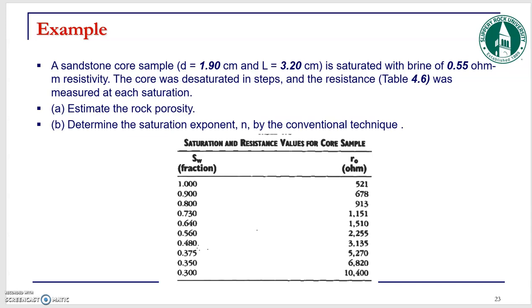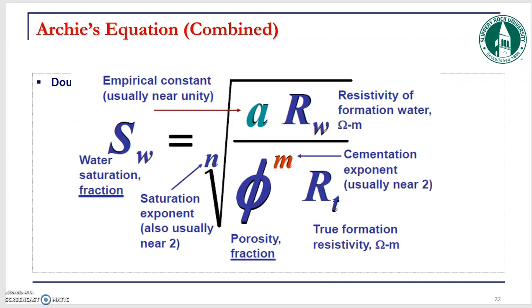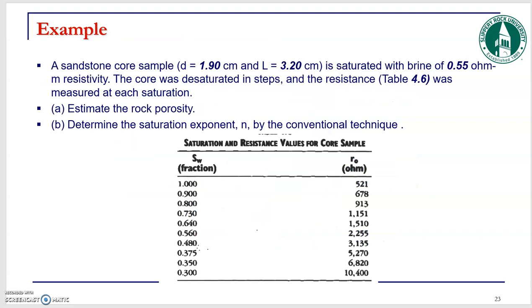Hello everyone. We want to do an example on true resistivity. So we discussed this equation, the saturation equation or Archie's equation, in which Sw is equal to the n-th root, where n is the saturation exponent, and under the root we have a times Rw over phi to the power of the cementation factor, multiplied by true resistivity. This is a very important equation, which we call Archie's equation.